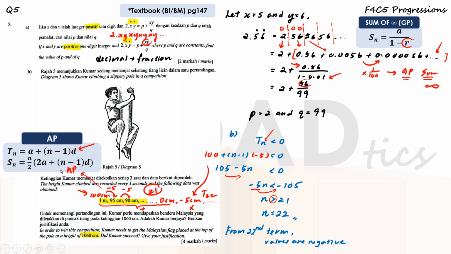Okay, so we can use the Sn formula to help us find. So the n will be 21, so I will put 21 here. a would be 100, n is 21, d is minus 5. Okay, so if I use calculator, I will get 1050 cm, which is actually less than the required height. Okay, so this means Kumar did not succeed to win this competition.